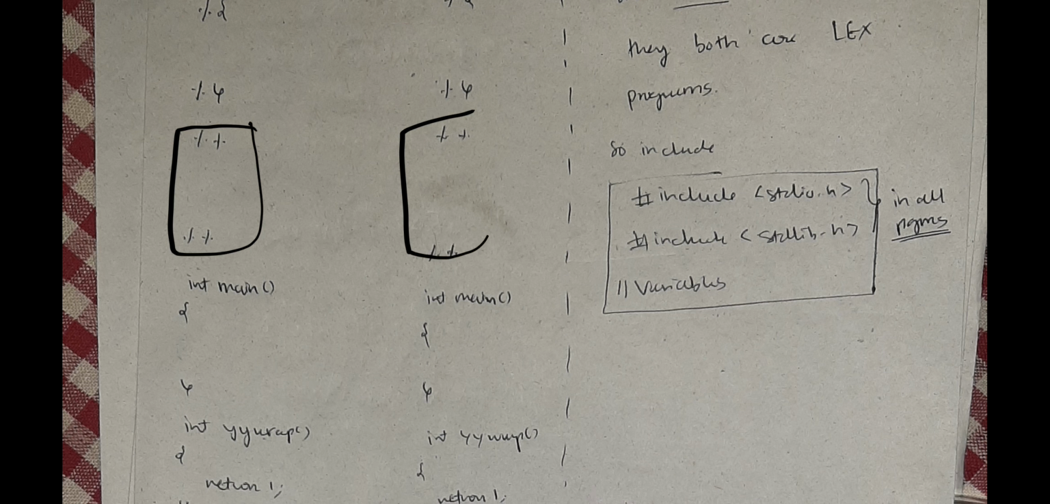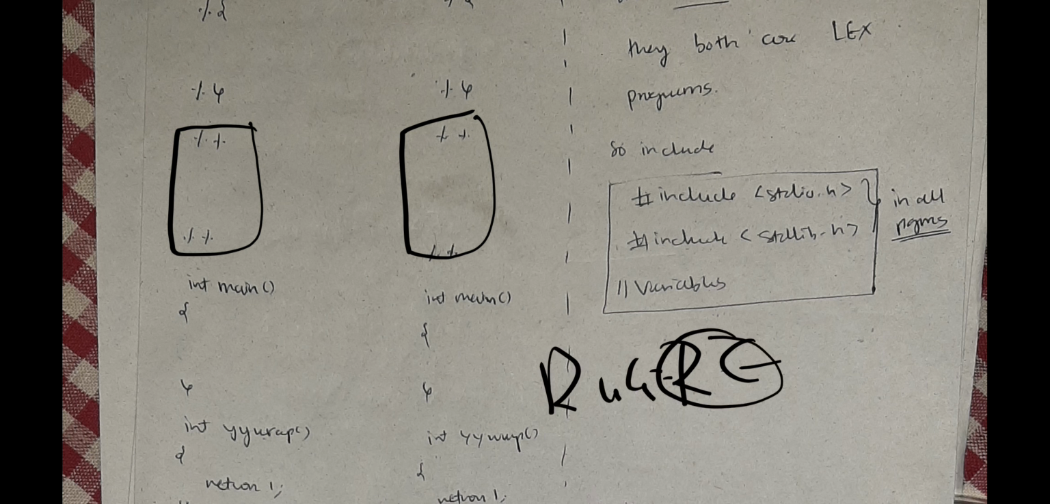Then moving on, we have the rule section. In rule section, mainly what we'll do is we'll be writing the patterns. Patterns means regular expressions, rules means regular expression. Keep this in mind. Rules means what? Regular expressions. Rules means the patterns or the regular expressions which we are trying to fetch.